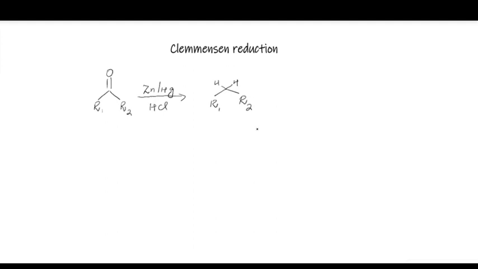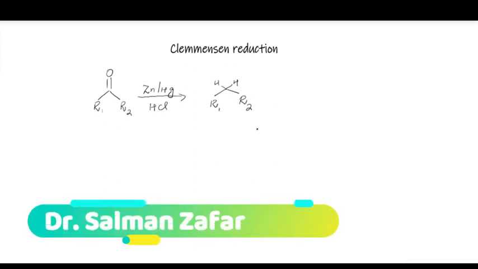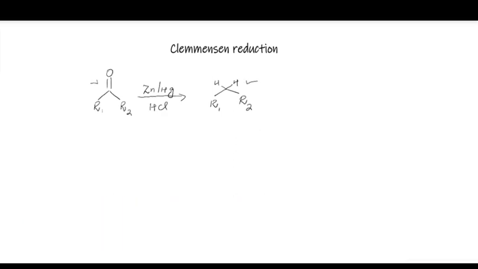So as I said earlier, Clemmensen reduction allows the deoxygenation of these carbonyl compounds to convert them to the corresponding hydrocarbons. So you can see that in this conversion, this carbonyl functional group is converted into a methylene or a CH2 in the presence of zinc amalgam and aqueous HCl.